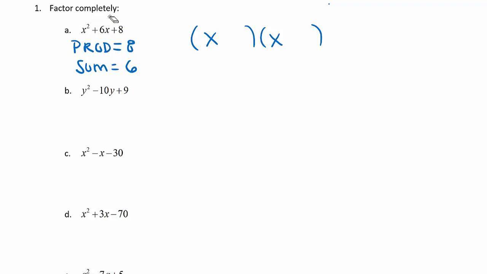So to do this, I'm going to start by thinking about what kinds of numbers have a product of 8. And I'll just make a list. It could be 1 and 8, or 2 and 4. Those are the only possibilities. And then I check, well, which one of these adds up to 6? The answer is the 2 and the 4. So that tells me I can factor this as x plus 2, x plus 4.